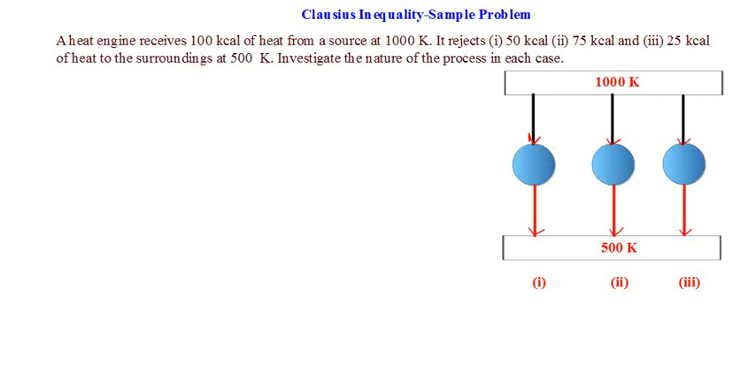A heat engine receives 100 kilocalorie of heat from a source at 1000 Kelvin. It rejects 50 kilocalorie. Another option is 75 kilocalorie, and the third case is 25 kilocalorie of heat to the surroundings, which is at 500 Kelvin. Investigate the nature of the process in each case. So this is the problem that is given to us.